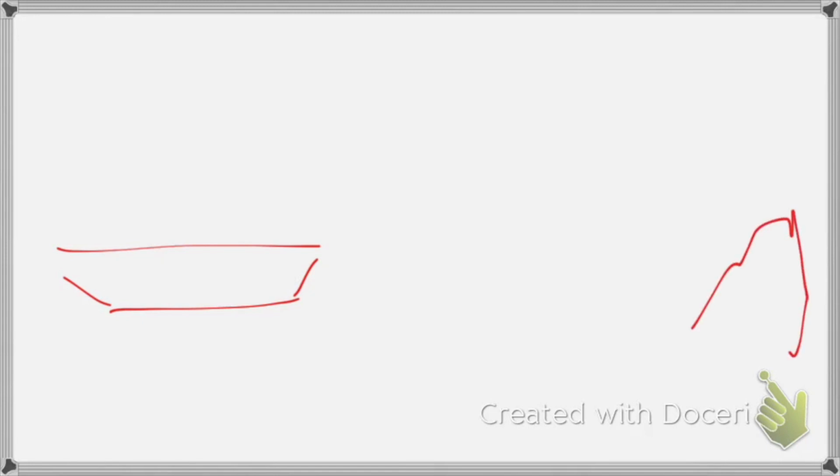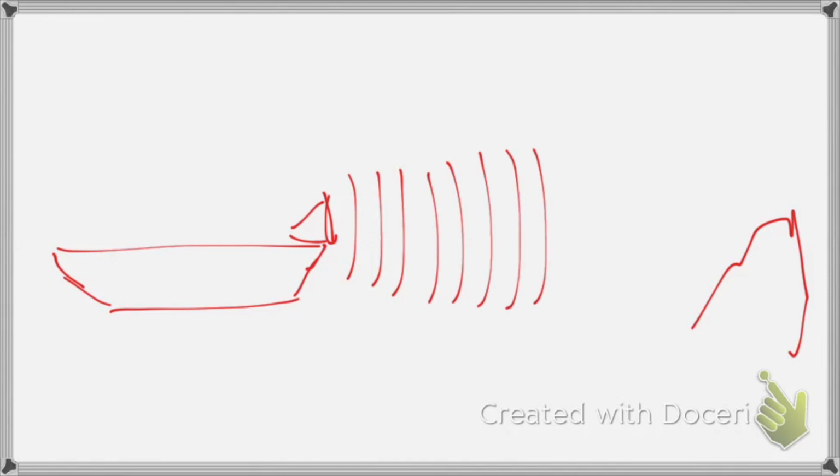So the idea is this ship is going sailing, and there's an iceberg ahead. Okay, iceberg dead ahead. Anyway, so the ship has a horn. Okay, and here's the horn, and it sends out a signal. It goes. All right, so that is a sound wave.